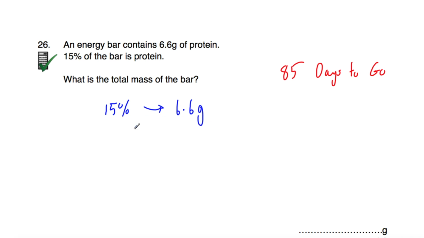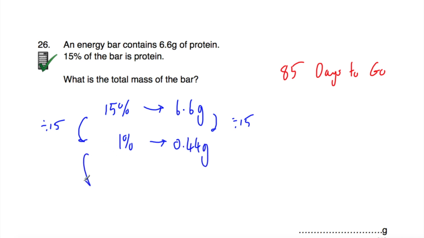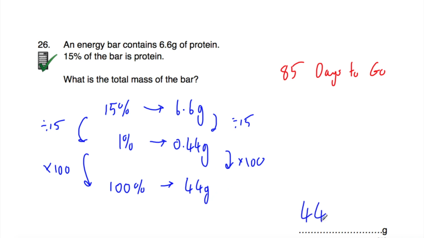So if we divide this by 15, we can find what 1% of the mass of the bar is. So 6.6 divided by 15 is equal to 0.44 grams. Now we want 100%, we want to find the total mass of the bar, so multiply by 100. So then we get 100% would be equal to 44 grams. So that means that the total mass of the bar would be 44 grams, and that's it. So what we did was we knew that 15% of the mass is equal to 6.6 grams. So we then found 1% and then found 100%.